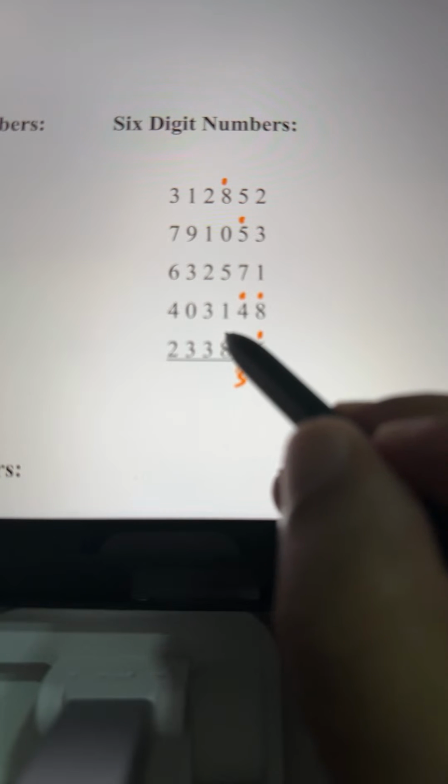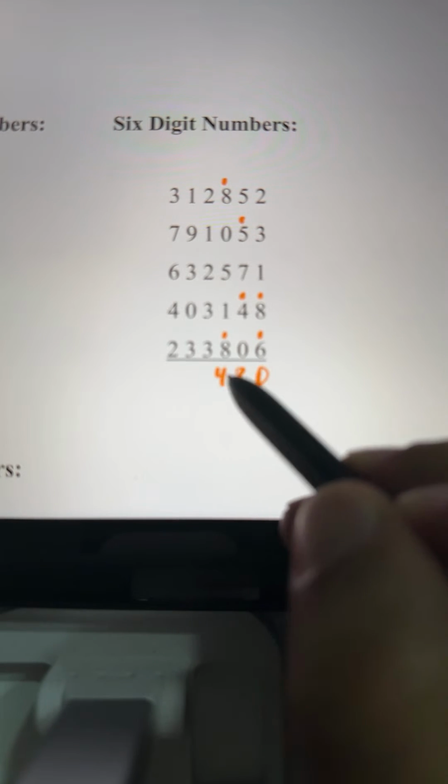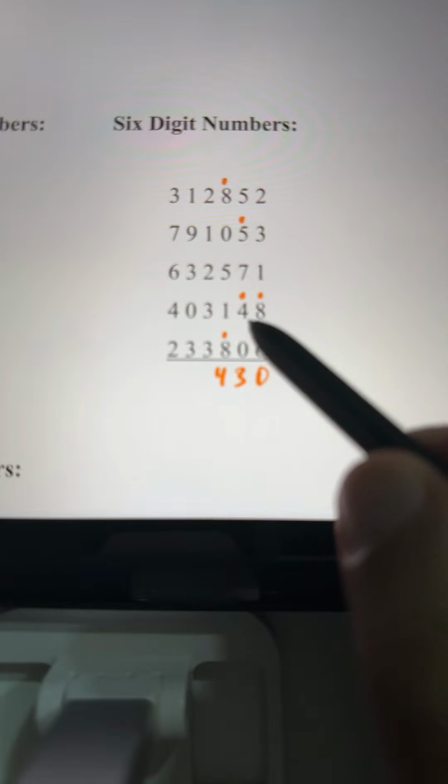2 plus this 8 is dot. Then 0 plus 5 is 5. 5 plus 1 is 6. 6 plus 8 is dot 4. We write a dot and we write 4 here. So then we count the dots 1 and 2. We start with that 2.